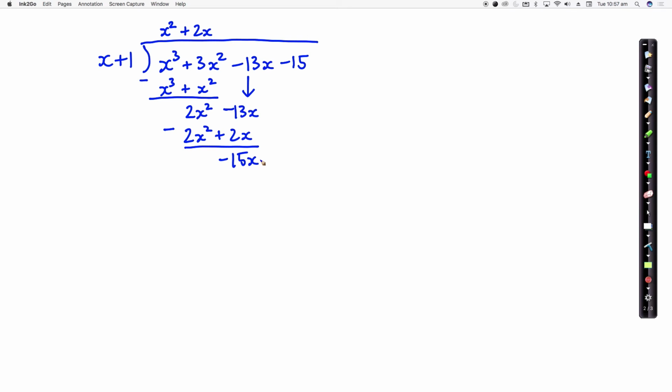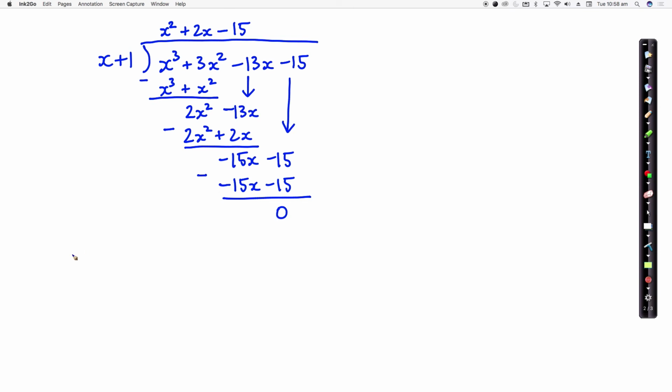And now we have to do this once more. How many times does x go into minus 15x? It goes minus 15 times. We bring down the minus 15. We times the minus 15 by x plus 1 to get minus 15x. Minus 15 times plus 1 is minus 15. And it's a good check of whether we're doing this correctly. We need to get 0 by the end, because we figured out before that x plus 1 is a factor. Right? So this process must produce 0 by the end. And when we subtract these two terms, well, they're exactly the same. We just get 0.